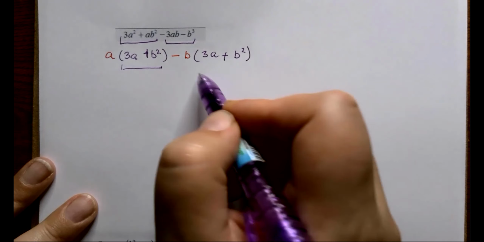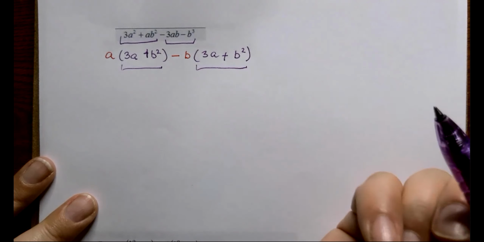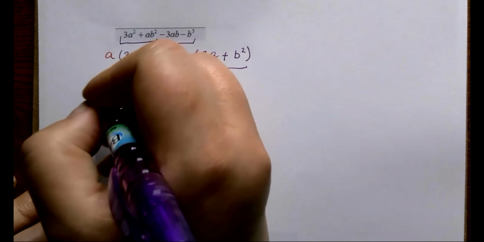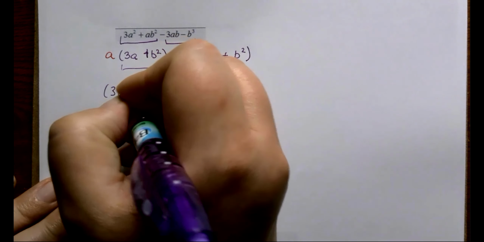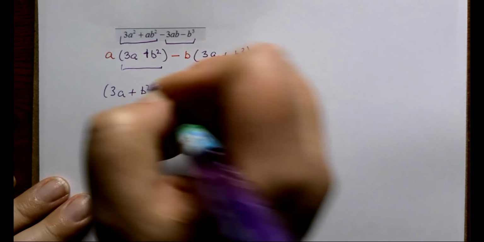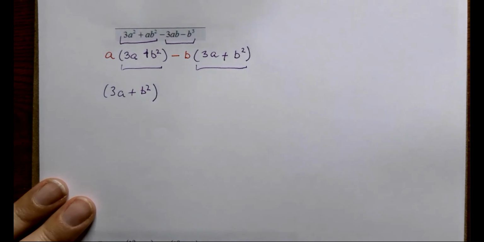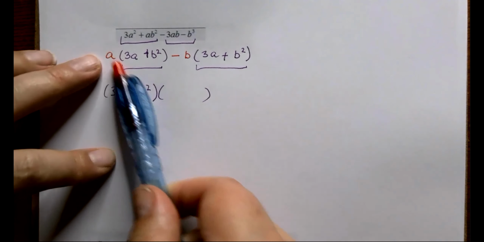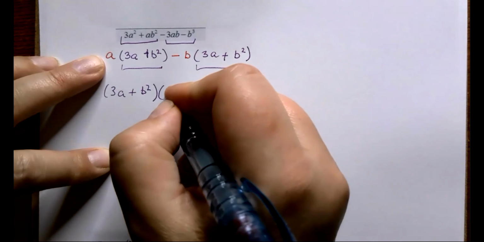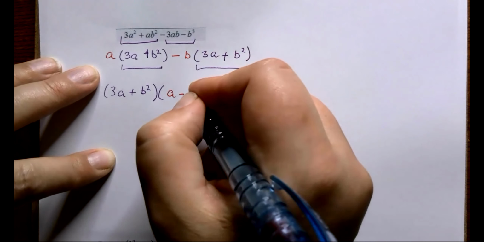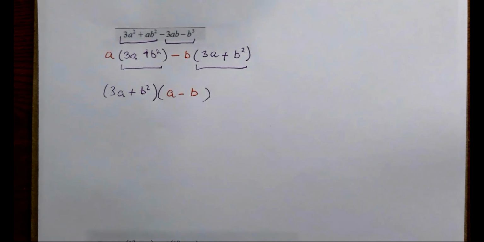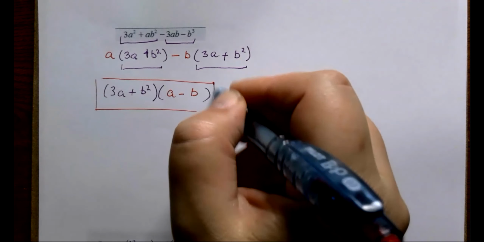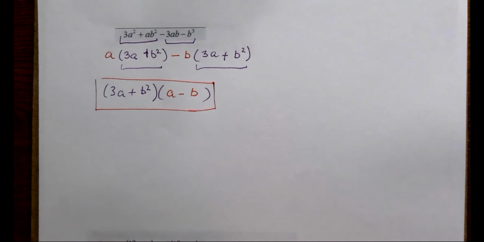Okay, but now look at that. We got our common term, which is a group. And same thing we did before, we pull it out, 3a plus b squared. And inside, well, we have a left from the first term and negative b left from the second term. And voila, this is your final result.